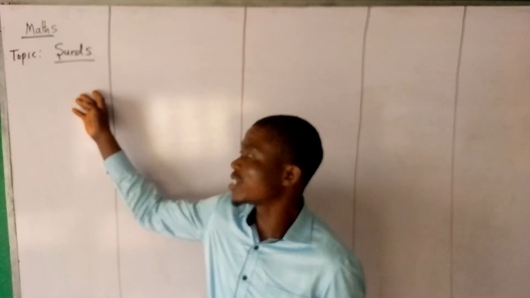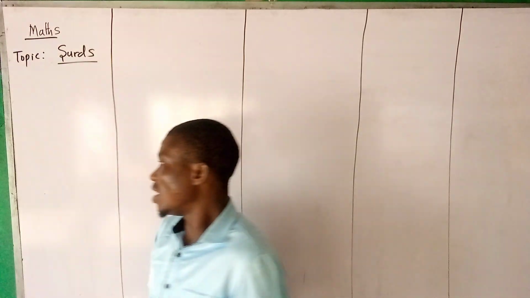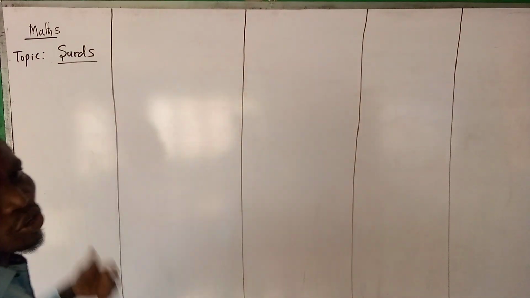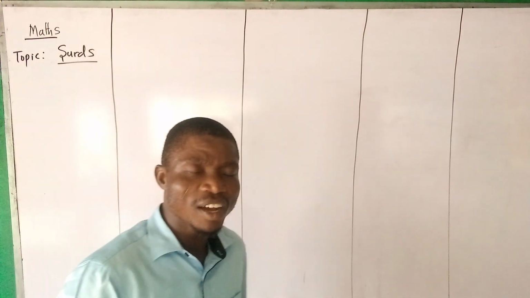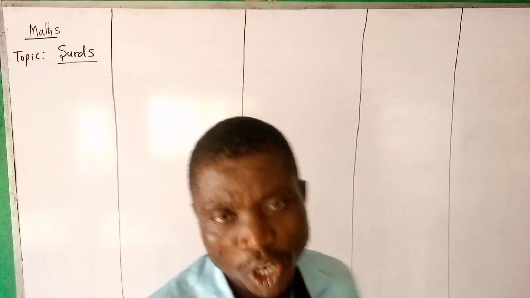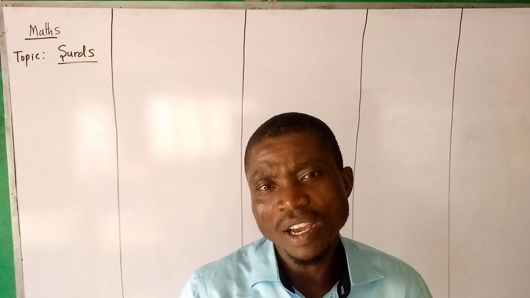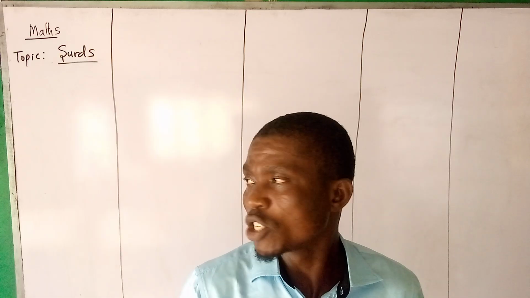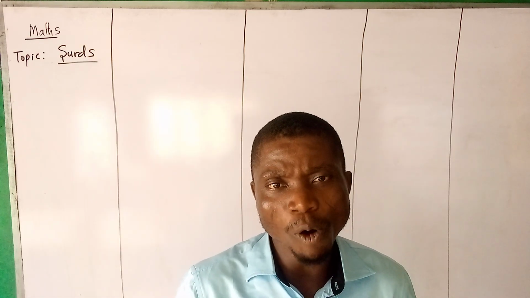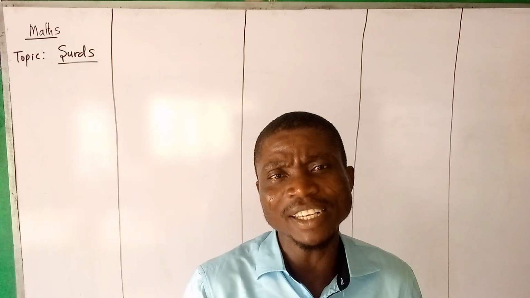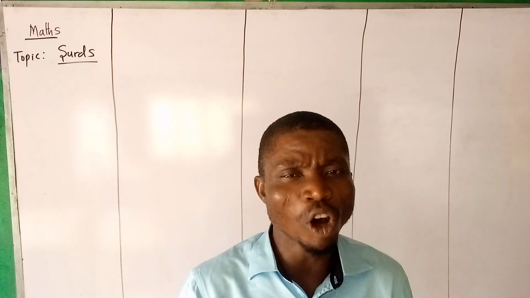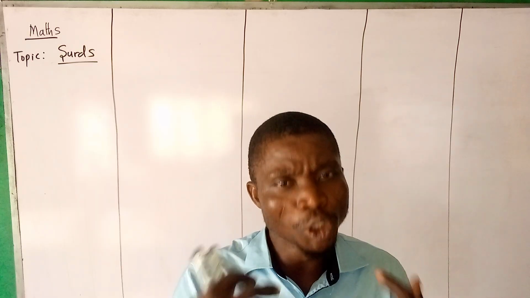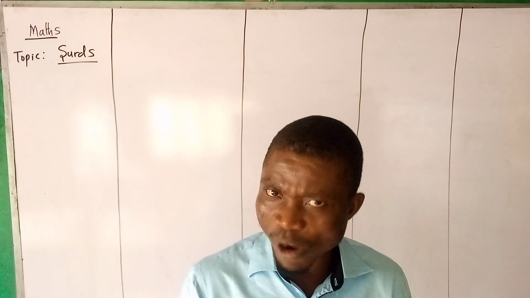Let's discuss this topic: surd. What is a surd? Surd simply means irrational numbers. Numbers whose square root cannot give you a fixed value are called surds. Now, you can simply say that surds are the square roots of non-perfect numbers or non-perfect squares.